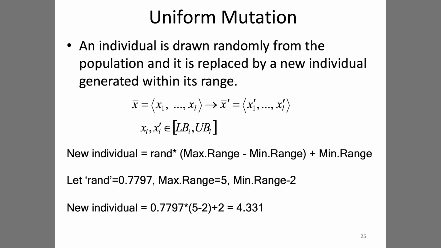Uniform mutation. This is a real number mutation. So you have to generate a real number within the allowable range, for which there is a formula. You have to select the maximum possible value as well as the minimum possible value, and substitute, and you will get a new number within the range, and that will be uniformly distributed over the entire population size. So this is the uniform mutation.